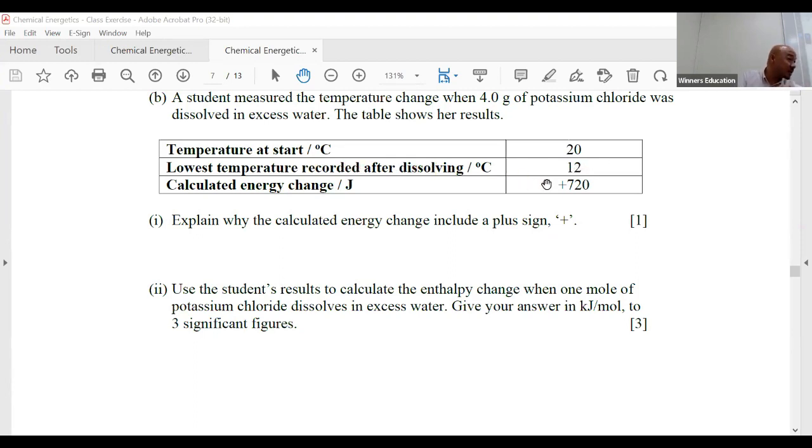So we know what's exo already, right? But no need to care because they already give me the value. Calculated energy change in terms of joules, plus 720. So this is obviously endo. Okay, so here we go. Explain why the calculated energy change included a plus sign here. All right, simply because this is an endothermic process or reaction. Yes, whatever happening here is endothermic.